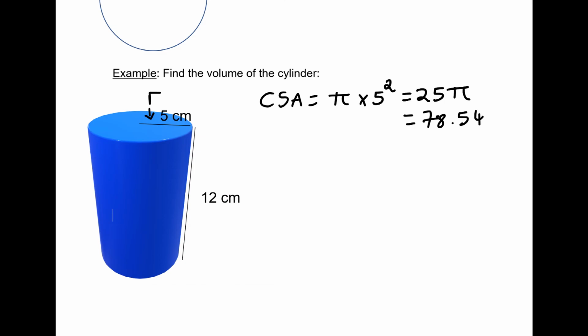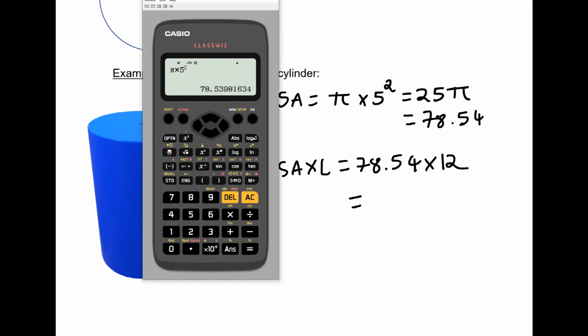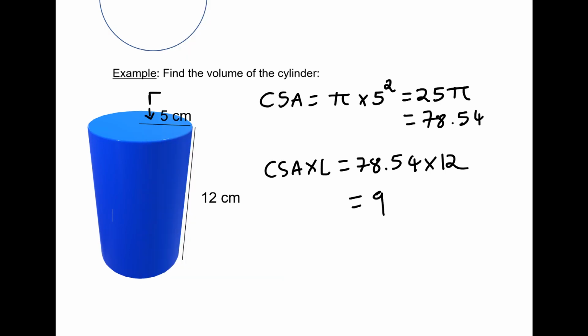And the length is 12 centimeters, so to do the CSA times the length, I end up with 78.54 multiplied by 12, which gives me 942.48, and the units will be centimeters cubed.